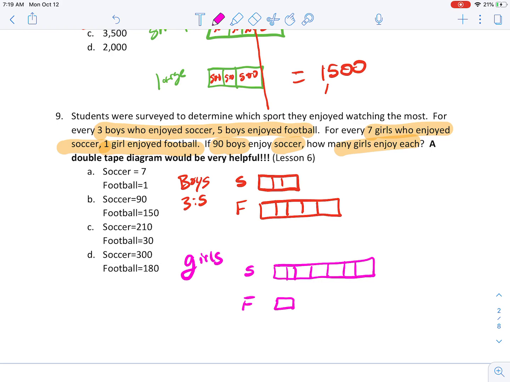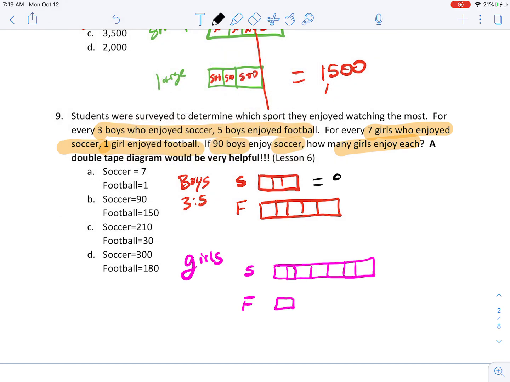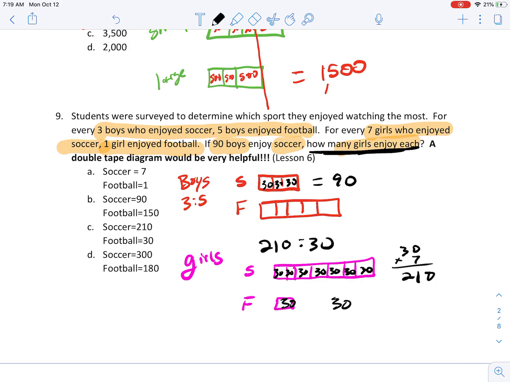It tells us that 90 boys enjoy soccer. So that means these 3 units have to represent 90. Okay, so that means we have to divide 90 by 3, which gives you 30. So it's asking how many girls enjoy each. We're going to put 30 in each of these units. 30 times 7 is 210, and 30 by itself is 30. Okay, so our ratio is 210 to 30. That is letter C.